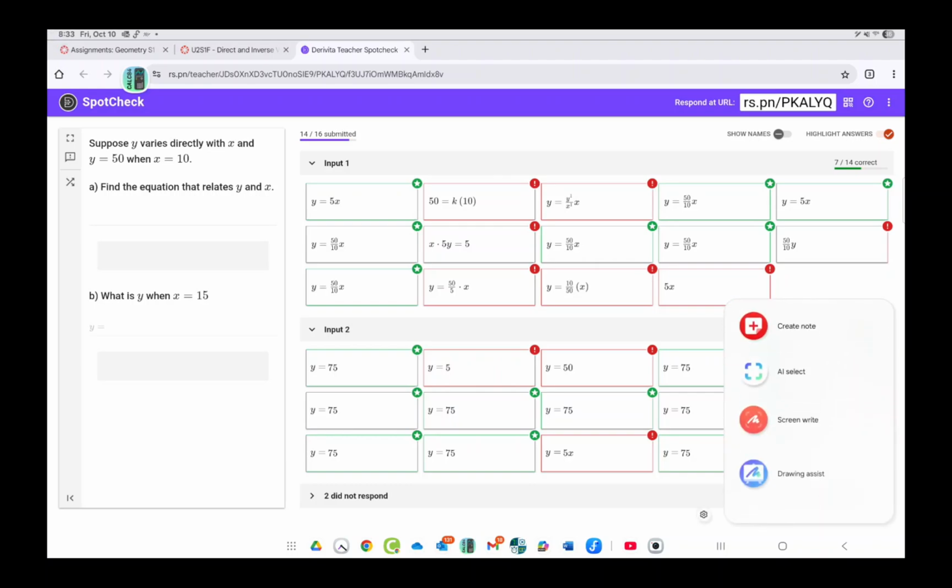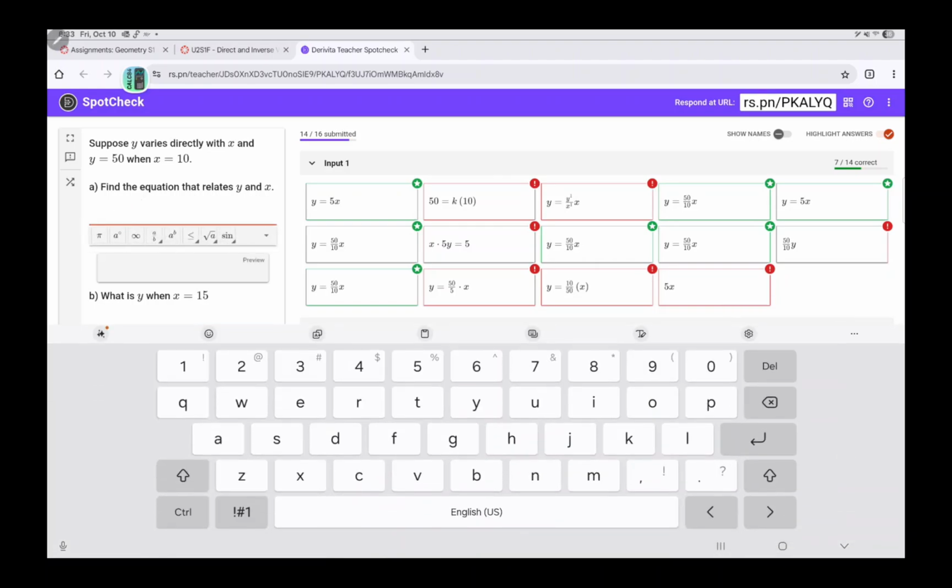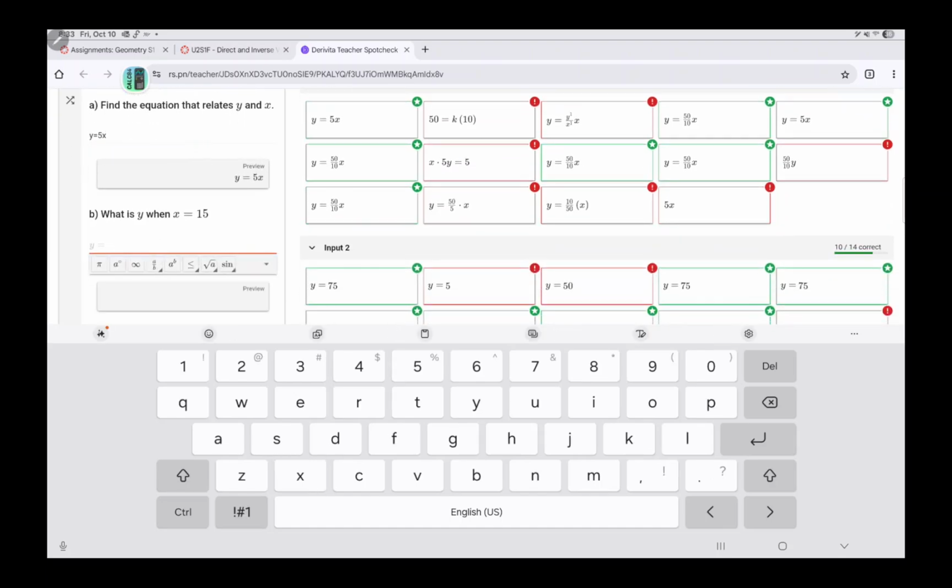So again, they do want. Now you can't just write this because 50 divided by 10 is 5. So y is equal to 5x. Well, that's fine. And then 5 times x is 75. So yeah, that's correct.